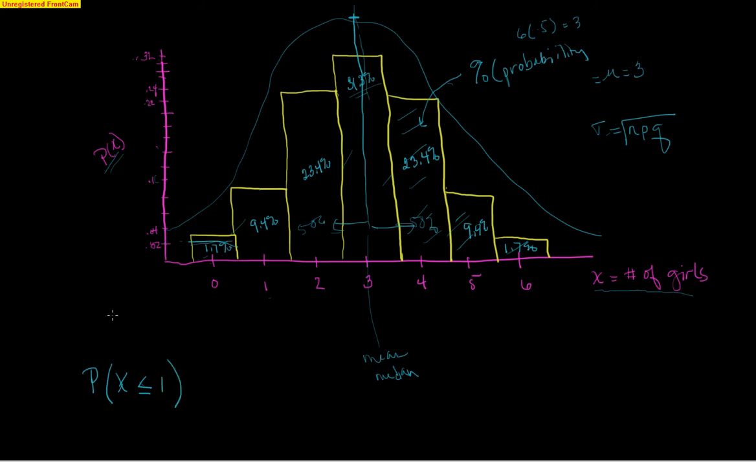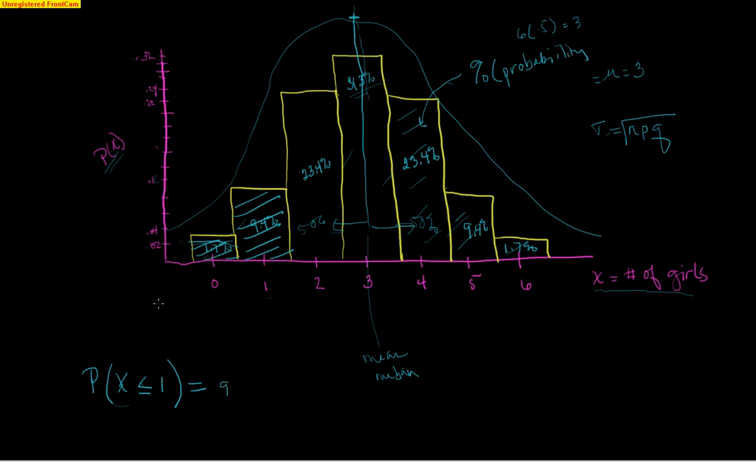What's the probability that a family has one child, one girl out of 6 kids? So all of these X's are families with 6 kids. So what would we do? We would add up these areas under the histogram. We're talking about people with one child or no children. Okay, that's less than or equal to 1.